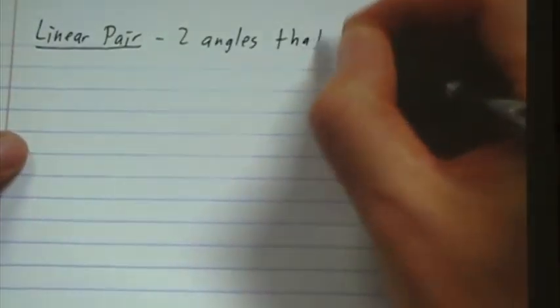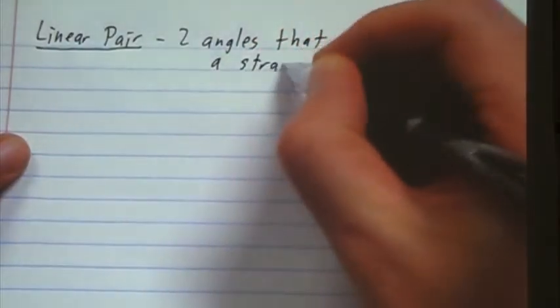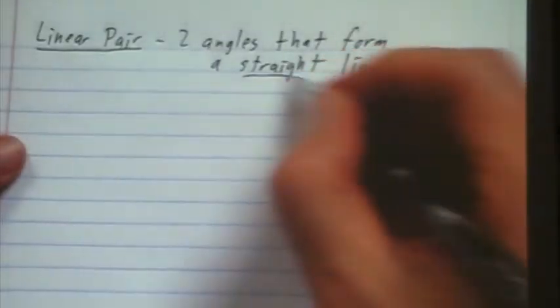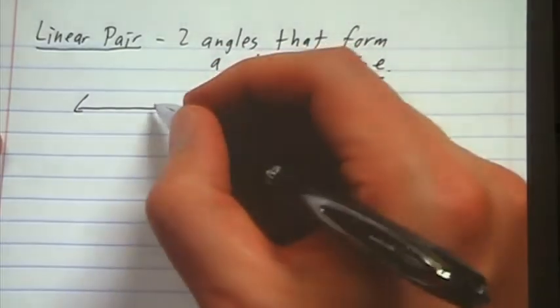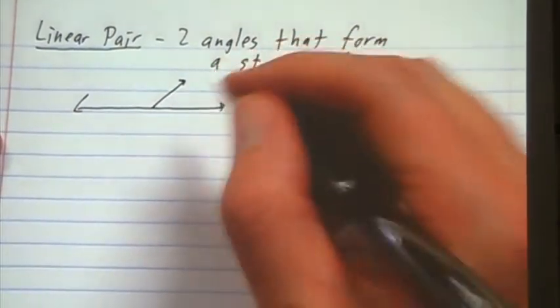Linear pair. These are 2 angles that form a straight line. Okay. And you might be like, well, Mr. Michelson, that looks a lot like a supplementary angle. Yeah, you'd be correct.